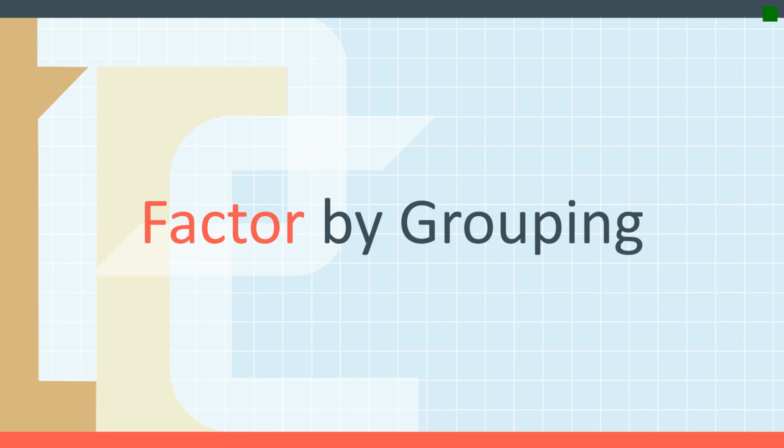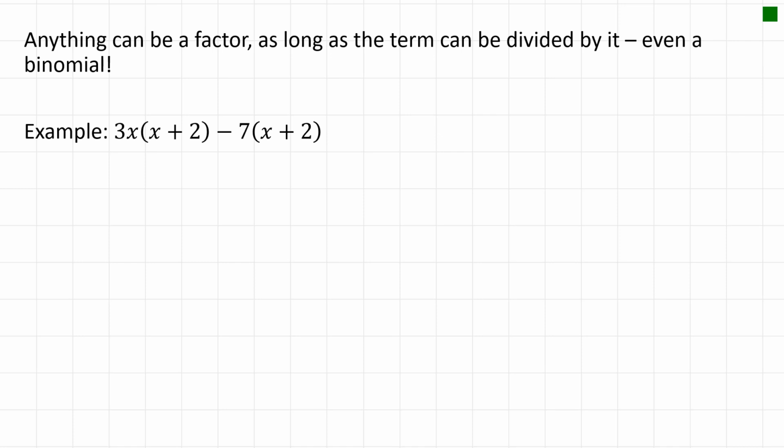Factoring by grouping. So anything can be a factor as long as each term of the polynomial can be divided by it.